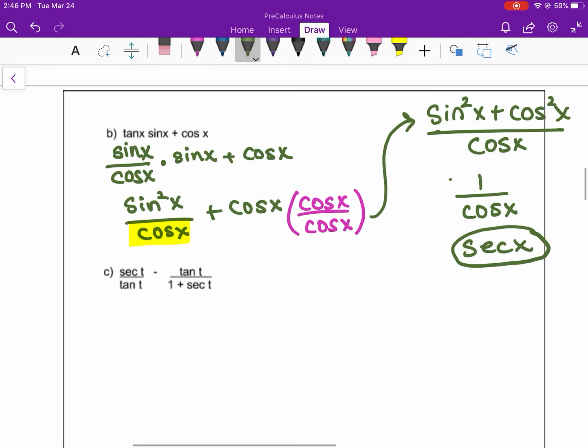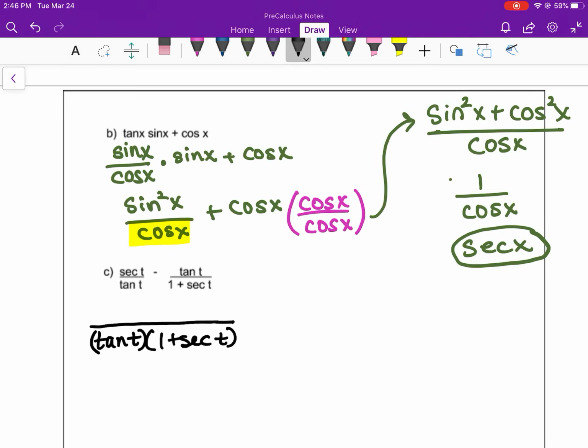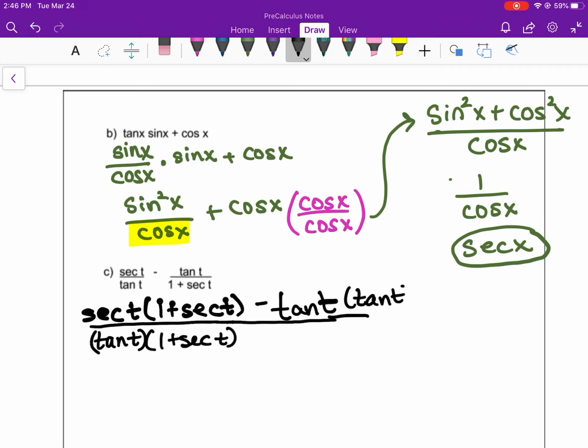We're going to do the same thing on C, except we're not going to flip it to sines and cosines. When I see two fractions, I'm automatically going to try to write them with the common denominator. So my common denominator is going to be tangent times 1 plus secant of t. So secant of t is going to pick up 1 plus secant of t, minus tangent of t is going to pick up another tangent of t.